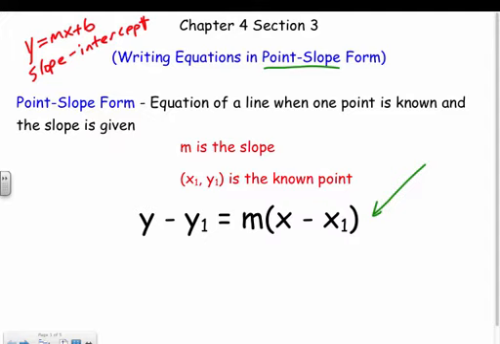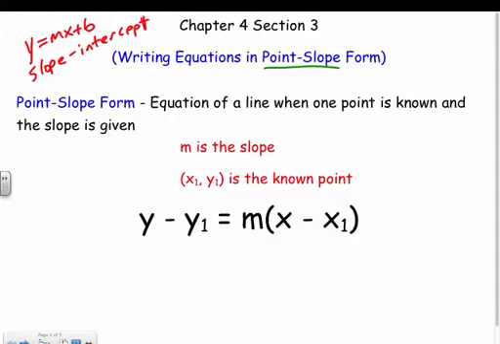Well, x1 and y1 is the known point, the point that we're given. We just plug that into our equation. And it makes it a lot easier having the point-slope form if I'm given the point instead of the y-intercept. Unlike yesterday, we had to go through some algebra in order to find our equation in slope-intercept form.